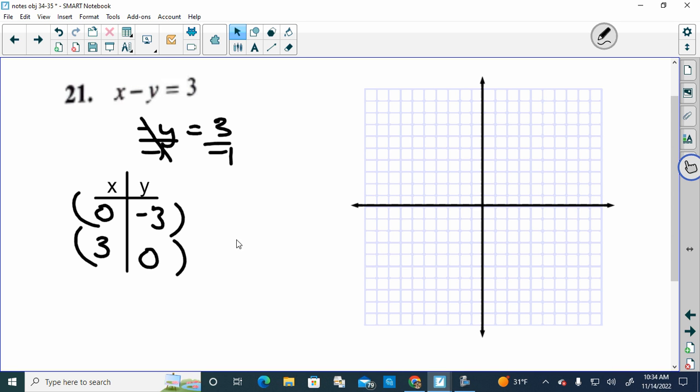So I'm going to plot my first one, which is 0, which means I'm not moving anywhere left or right. Okay, but I'm going to go down 3. I won't go left or right because it's 0. I'm going to go down 1, 2, 3. There's my first one, 0, negative 3. Okay, then my other one is 3, 0. Now this time from the origin, I'm going to go to the right 3. Okay, am I going to go up or down? No, because it's 0.